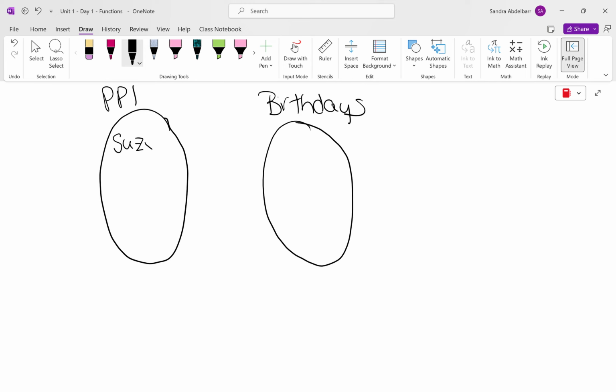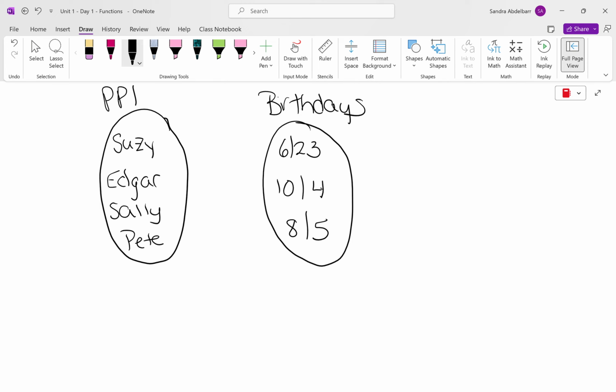Let's say I have Susie, Edgar, Sally, I don't know, Pete. And I have the birthdays 6/23, 10/4, and I don't know, 8/5. All right, so let's say Susie's born on 6/23. Edgar is born on 10/4. Sally is born on 8/5, but Pete is also born on 8/5.